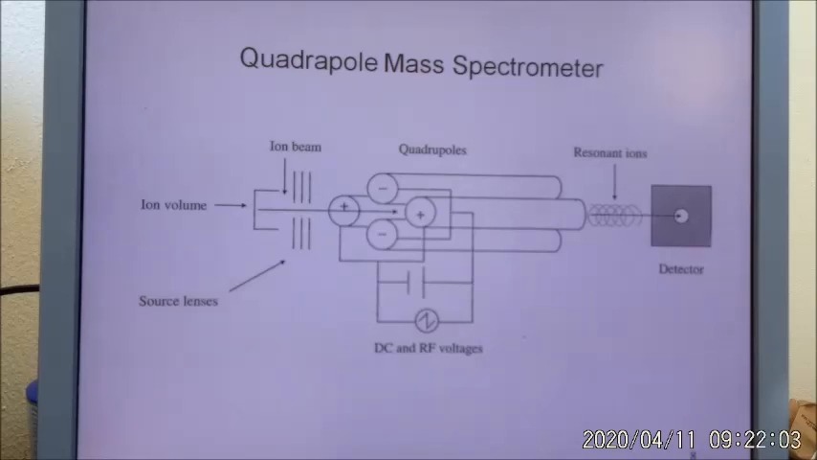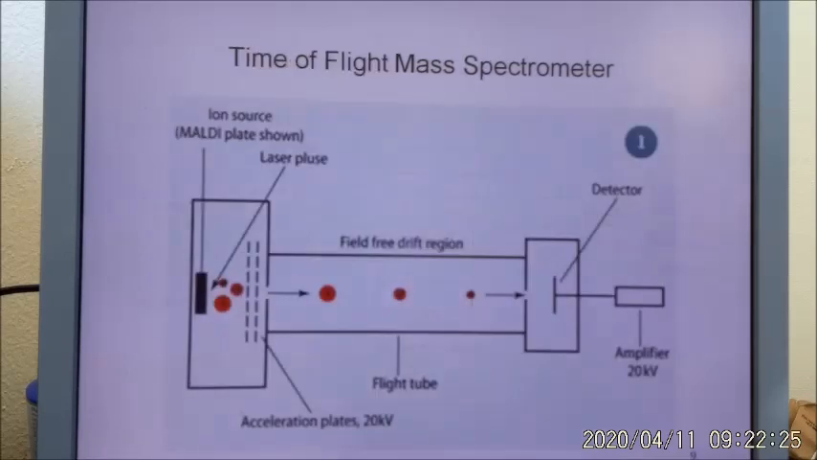Again, be aware, this is less precise. It still has good resolution, but not as precise as a magnetic sector mass spectrometer. But what is nice about this is it's very compact, and so we can actually link that up to our liquid chromatography instrumentation.